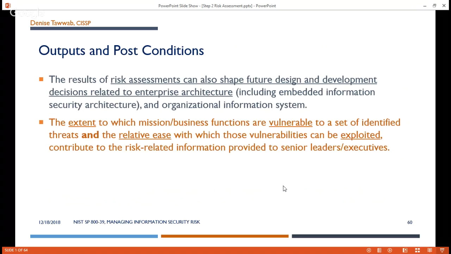The results of risk assessments can also shape future design and development decisions related to the enterprise architecture and organizational information systems. The extent to which mission business functions are vulnerable to a set of identified threats and the relative ease with which those vulnerabilities can be exploited contribute to the risk related information provided to senior leaders.